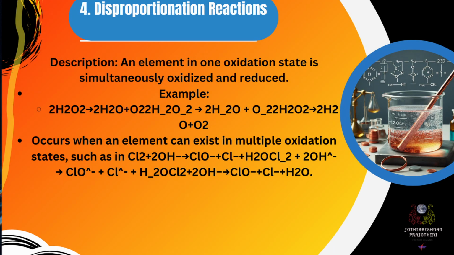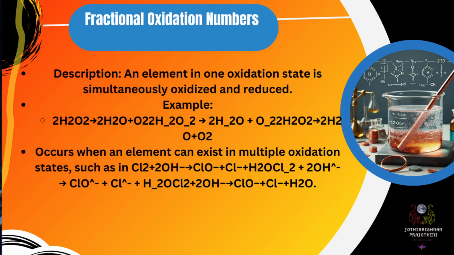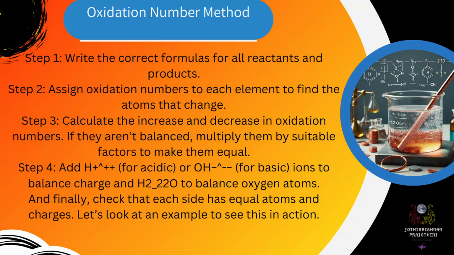Finally, we have disproportionation reaction. Here, the same element is both oxidized and reduced. Decomposition of hydrogen peroxide is an example of it. Sometimes we find fractional oxidation numbers like in Fe3O4, where iron has an average oxidation state. But remember, it's not that the electrons are in fraction. These averages arise because atoms of the same element are in different oxidation states.